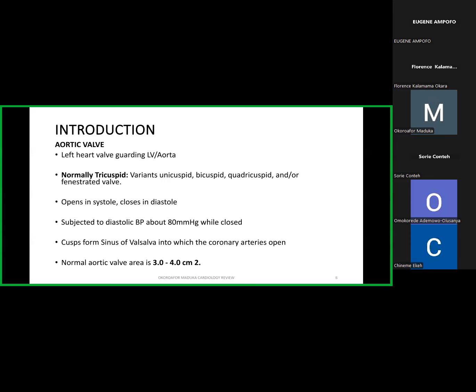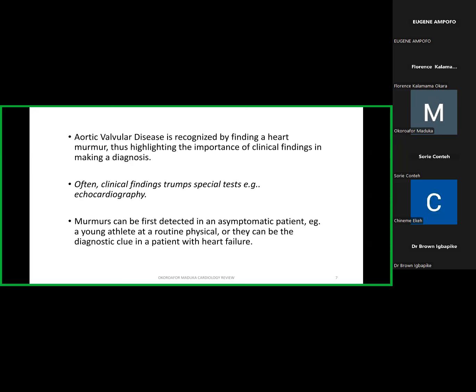So the aortic valve, I will use the word, kind of demarcation between the left ventricle and the aorta. Normally, it should have 3 cusps, like I said, but there are various variants. There's the unicuspid, the bicuspid, quadricuspid, and it could also be fenestrated. It usually opens in systole, and the normal area should be between 3 to 4 cm squared.